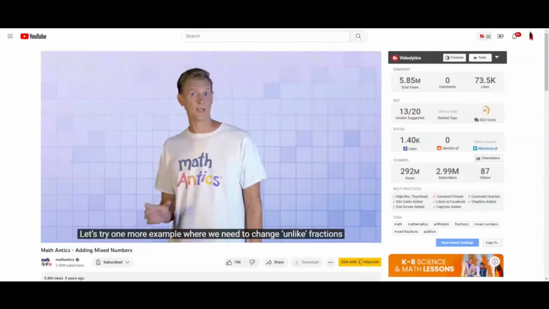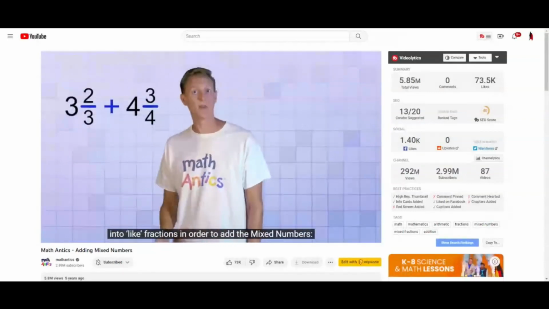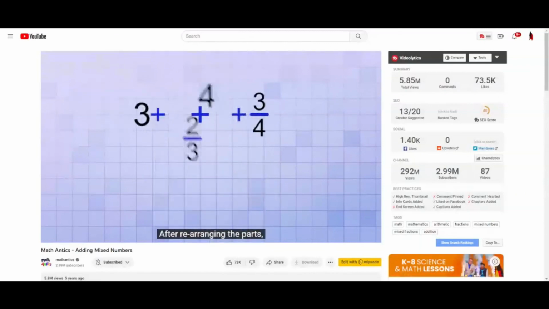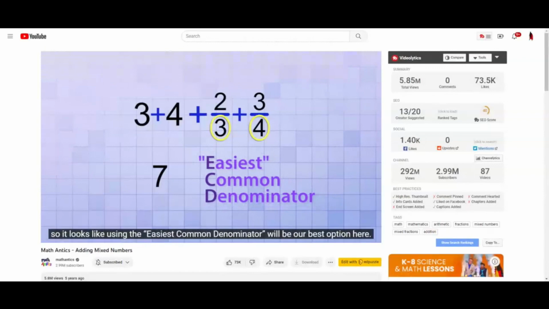Let's try one more example where we need to change unlike fractions into like fractions in order to add the mixed numbers. 3 2/3 plus 4 3/4. After rearranging the parts, we see that we need to add 3 and 4, which is 7. And we also need to add 2/3 and 3/4. Since these are unlike fractions, we need to change them. 3 and 4 are not multiples of each other, so it looks like using the easiest common denominator will be our best option here. 3 times 4 equals 12, so that will be our new denominator.